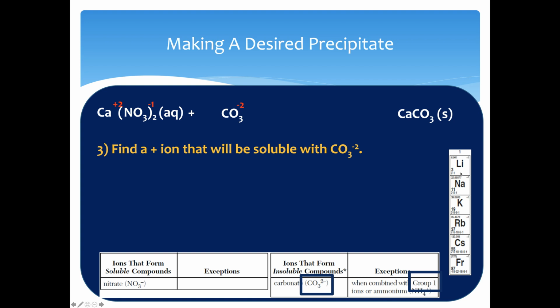So we could choose lithium carbonate, sodium carbonate, potassium carbonate, rubidium, cesium, or even francium carbonate, although as we specified, there isn't enough francium in the world to make this practical. Or you could use ammonium. For the sake of this, we'll use potassium, which is +1. And when we drop and swap, that gives us K2CO3. These are the reactants that we can use to make our desired product.